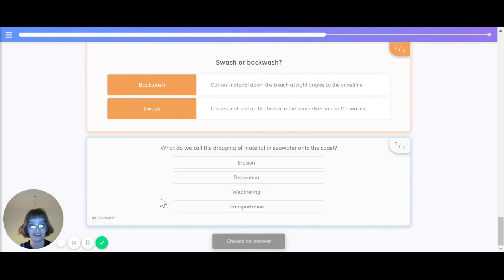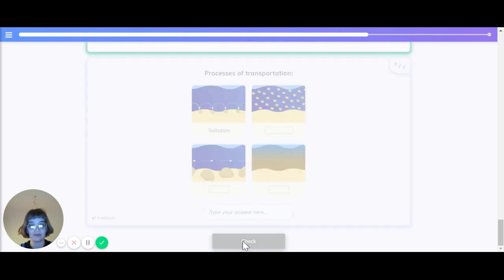What do we call the dropping of material in seawater onto the coast? Is it erosion, deposition, weathering, or transportation? Correct answer is deposition.